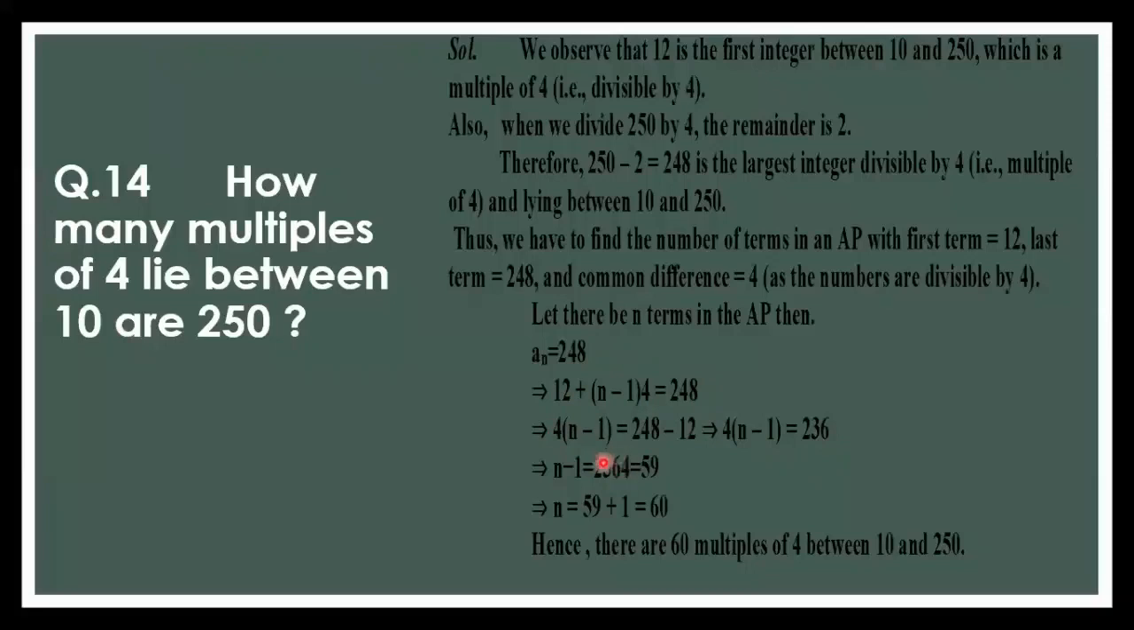Here division has to come. So divide, and you'll be getting 59. So n minus 1 is 59. If I shift minus 1 to the right side, it is 59 plus 1, 60. Any doubt, children? No, ma'am. I hope I cleared your doubt. Any doubt, children? Shall we move on to the 15th question? Yes, ma'am.